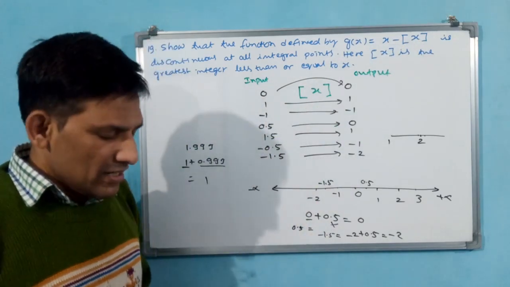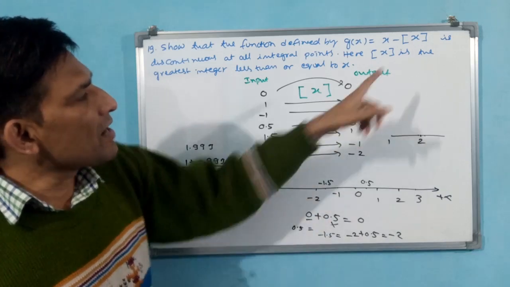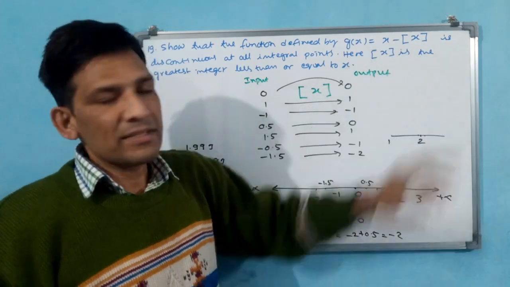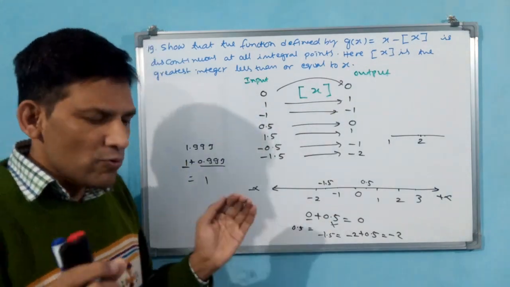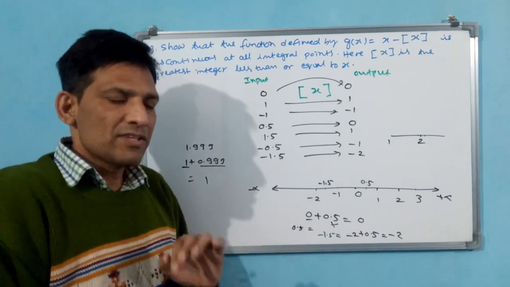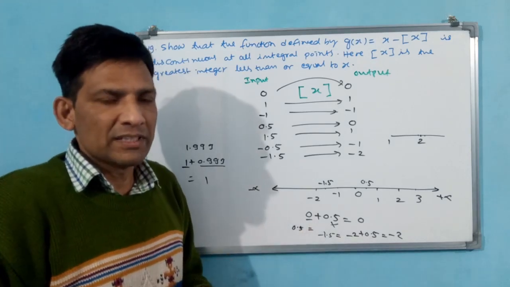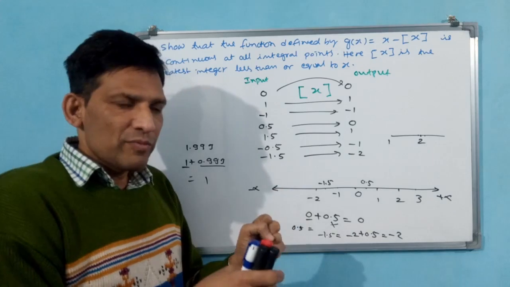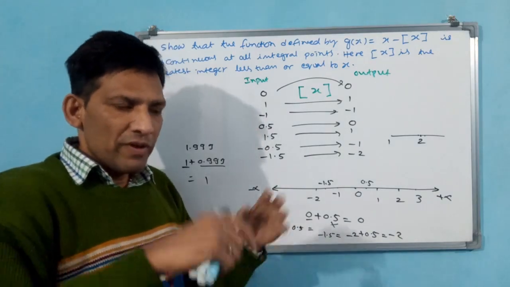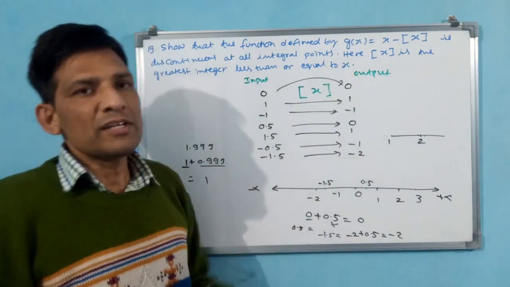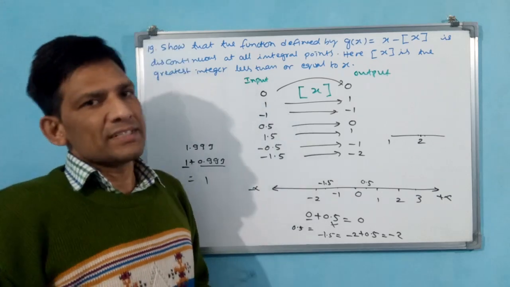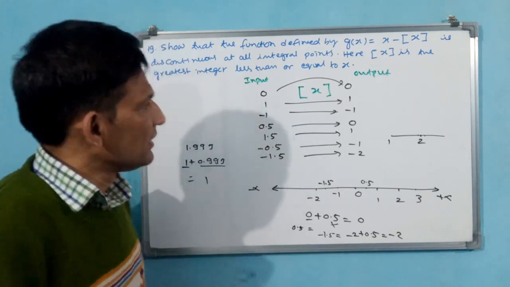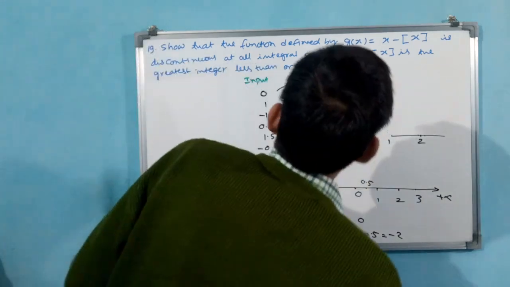Okay, this we know. But here, not only this, they have given x minus the greatest integer function. You see, if any two functions are added or subtracted, and both are continuous, the result will be continuous. If any one is discontinuous, then automatically the total function is going to become discontinuous. That's all. Let us proceed to the original problem.